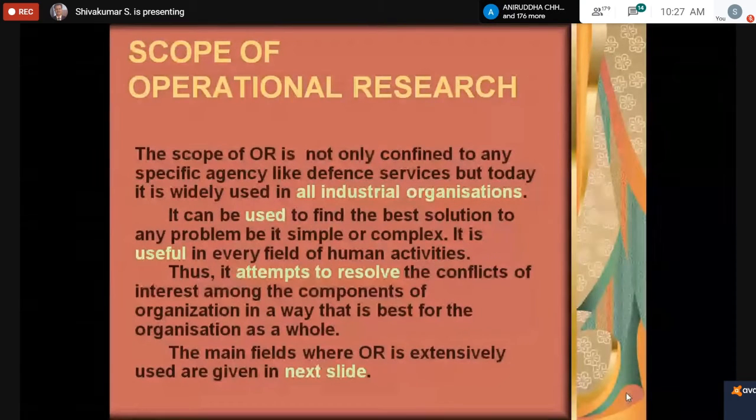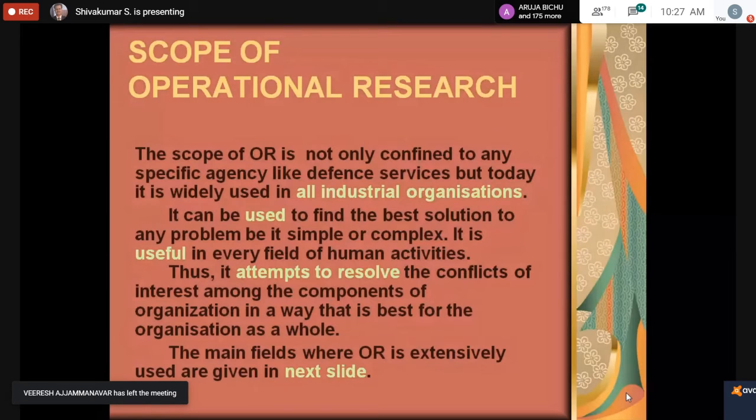It can be used to find the best solution to any problem, be it simple or complex. It is useful in every field of human activity. Thus, it attempts to resolve the conflicts of interest among the components of an organization in a way that is best for the organization as a whole. That's why I told you that one of the features of OR is the system approach. It takes the organization as a whole, not confining itself to one particular part, trying to solve the problems in various facets.